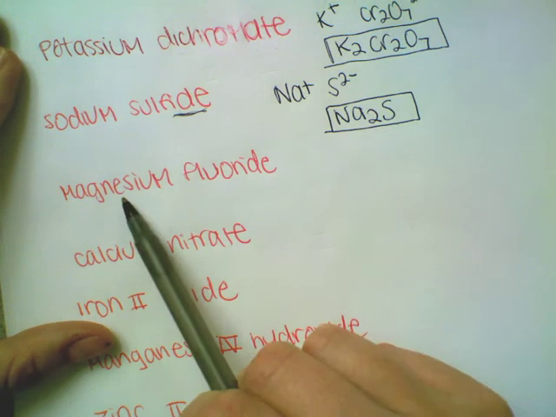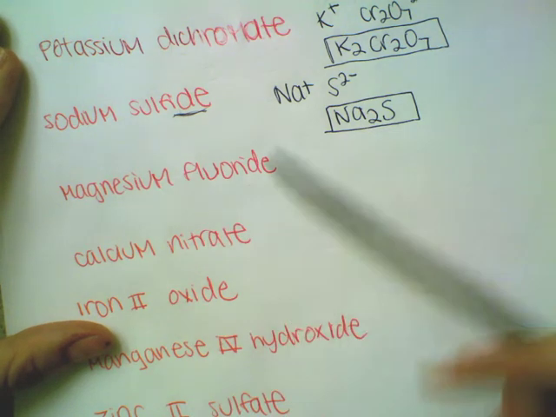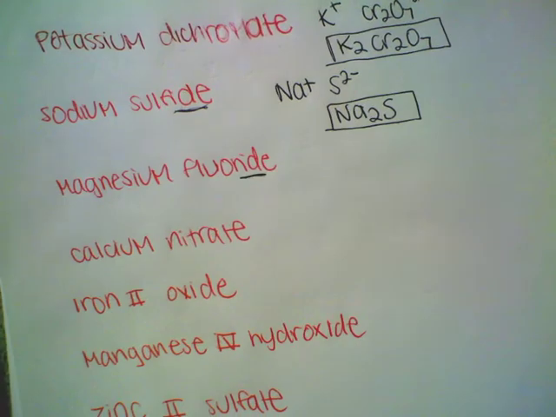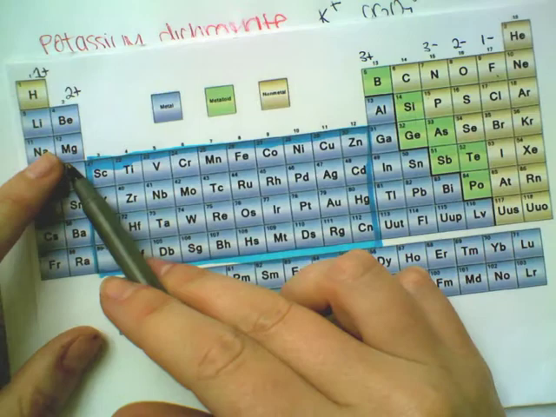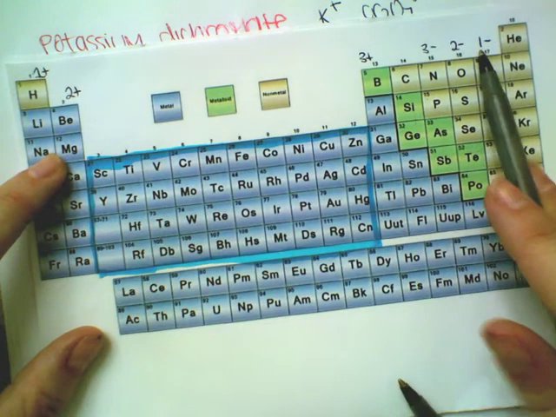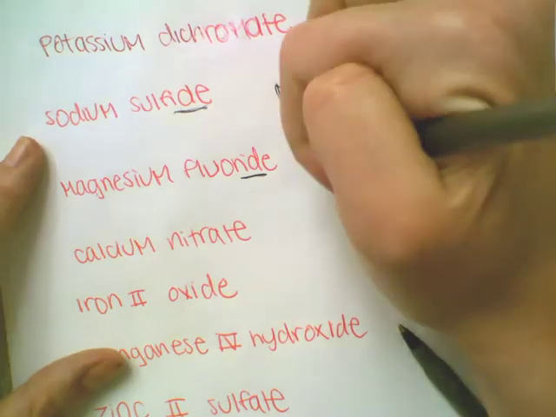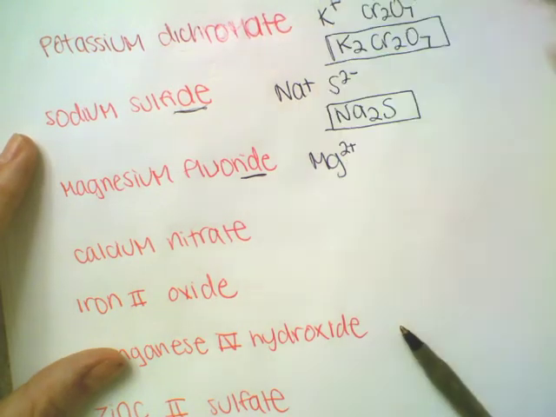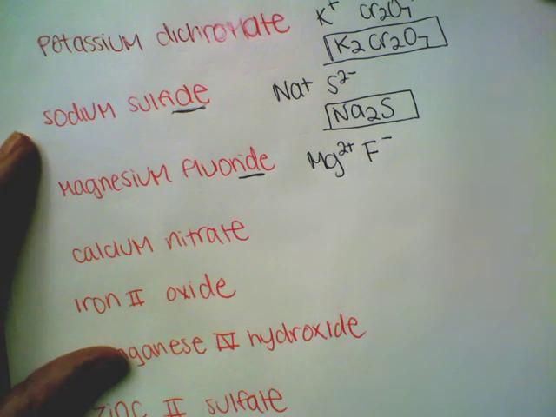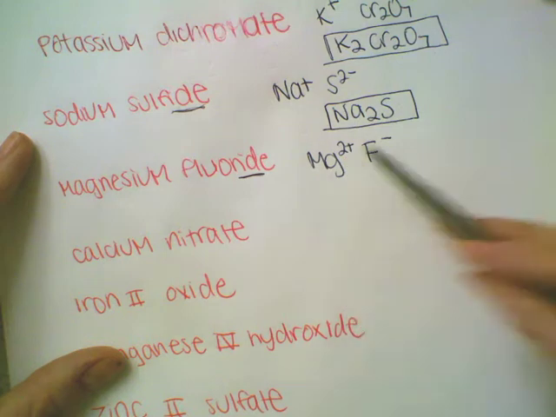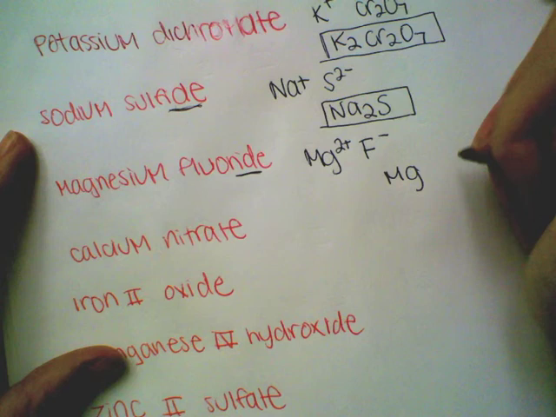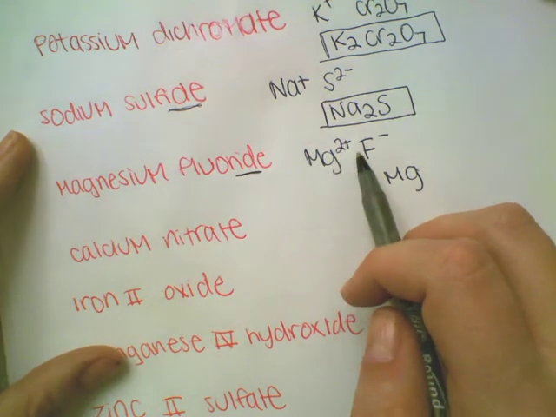Okay, magnesium fluoride. So I've got the IDE ending. So I'm talking about magnesium and fluorine. Magnesium has a 2+ charge, fluorine has a negative 1 charge. So I have Mg2+ with fluorine 1-. Again, my lowest common multiple is 2, so I will need 1 magnesium and 2 fluorine to add up to negative 2. So we're trying to add up to 0 overall.